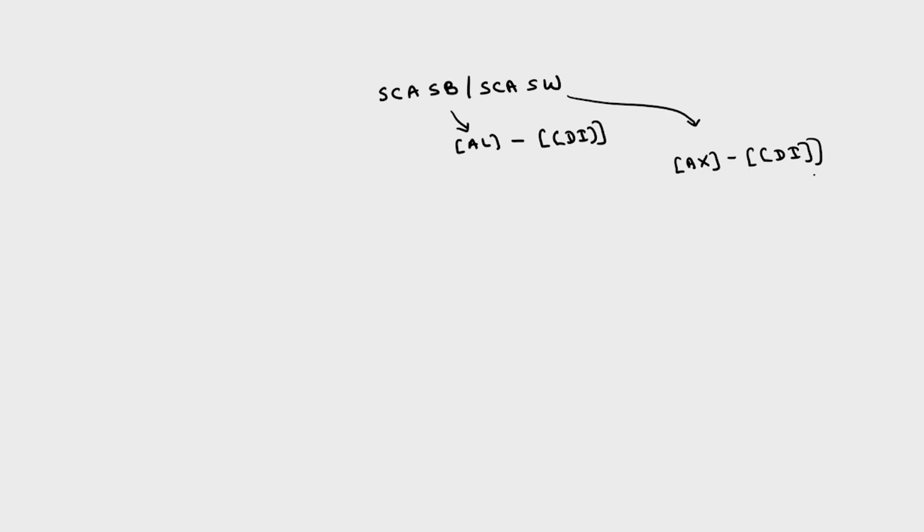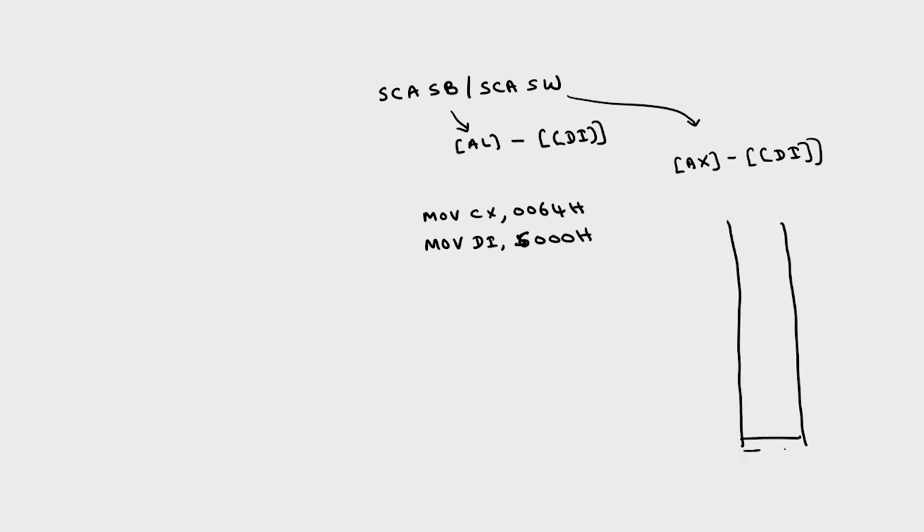For example, if I want to compare 100 decimal data with AL, the same instructions we will write: move CX comma 0064H, move DI 6000H. Say the contents of 6000 onwards are, at 6000H, 33, some data 44, 55, some data, FF.